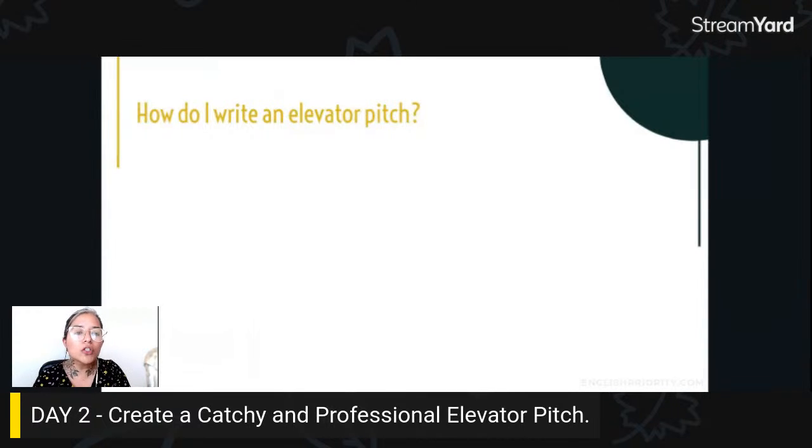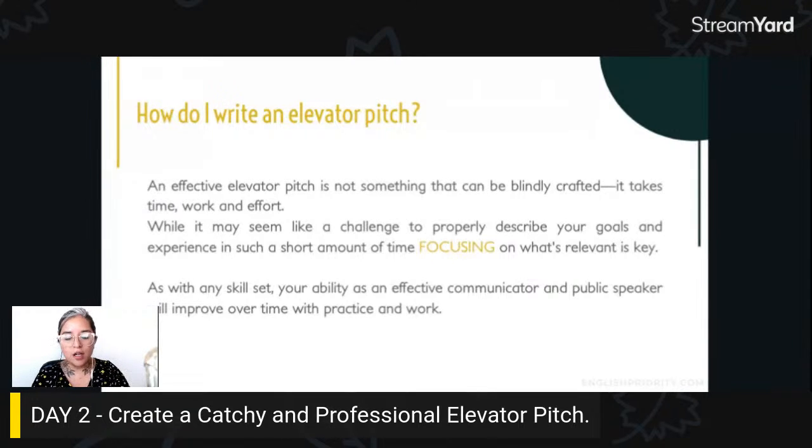Now, how do I write an elevator pitch? What is the structure? So listen, an effective elevator pitch is not something that can be blindly crafted in three words and that's it. It takes time, work, and effort. I've been creating my elevator pitch, and I've created a lot of drafts, and I've changed it and adapted it because it's not static. Okay, you evolve, so obviously your elevator pitch has to evolve.